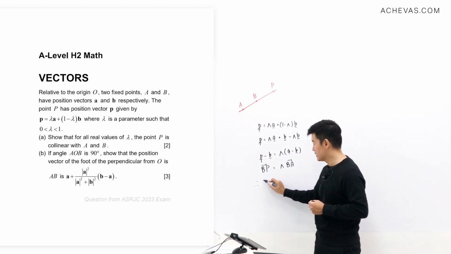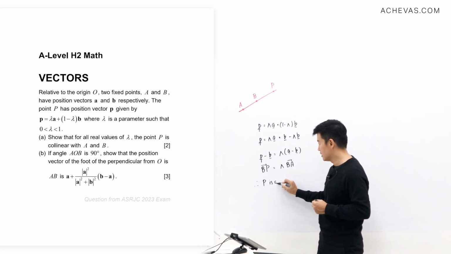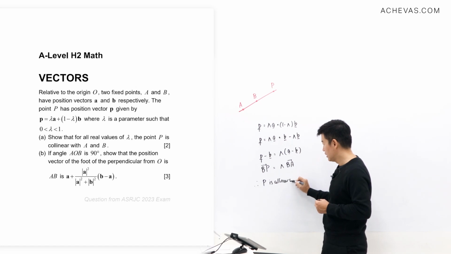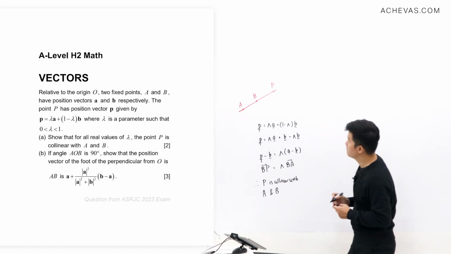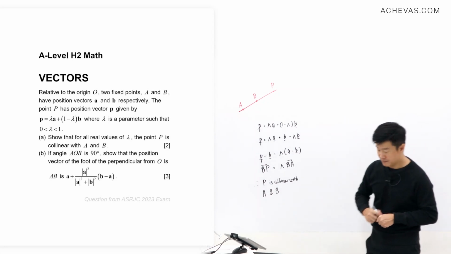So therefore, we can say that P is collinear with the other 2 points, A and B. Okay, this is for part A.